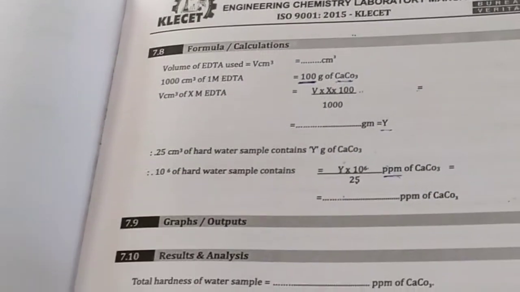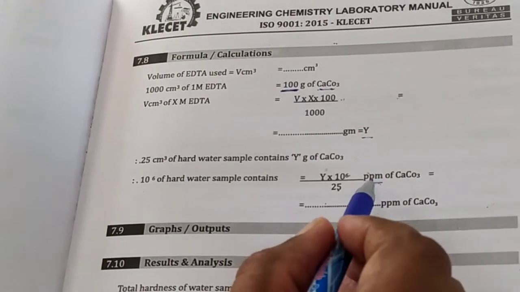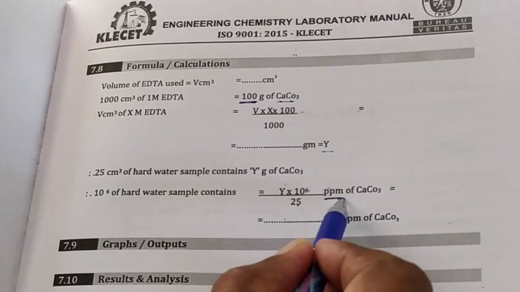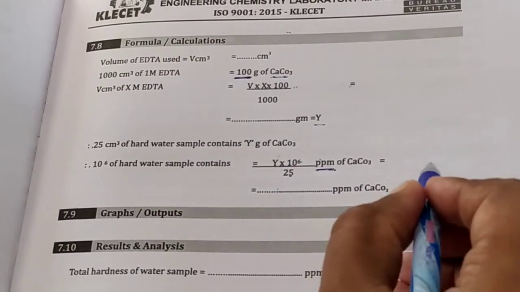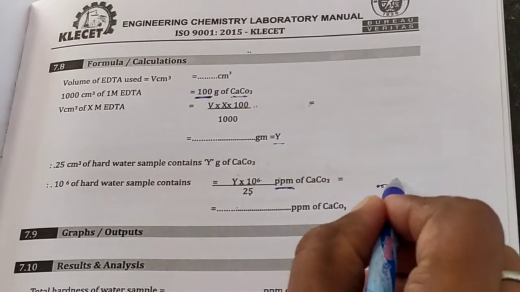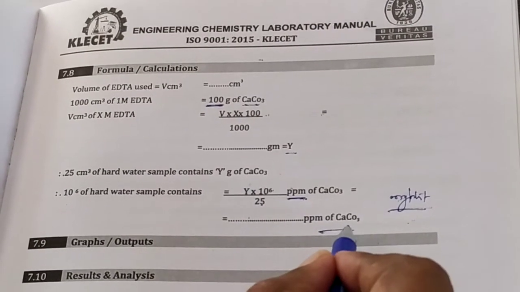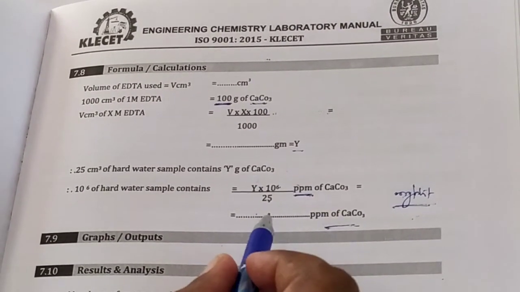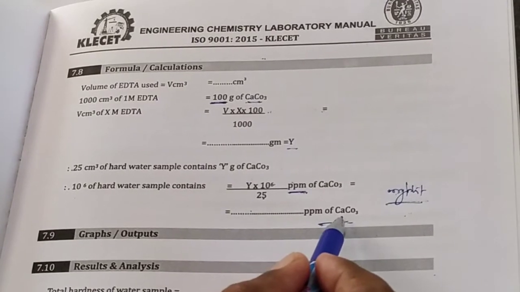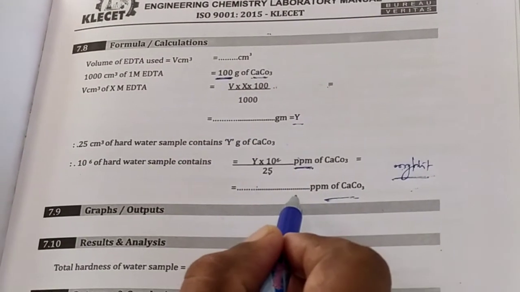Always the hardness or total hardness is expressed in terms of parts per million. We can express it in terms of milligram per liter also. Both are the same. So this is your result, that is this much hardness, calculated with equivalence to calcium carbonate, present in the given sample.